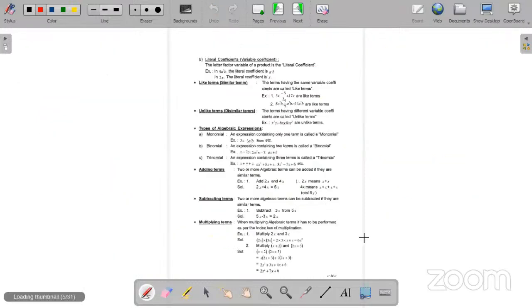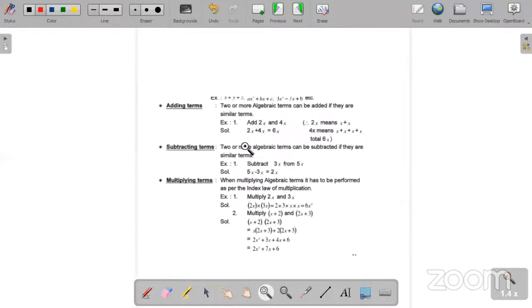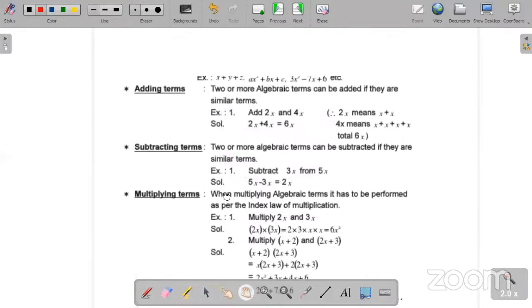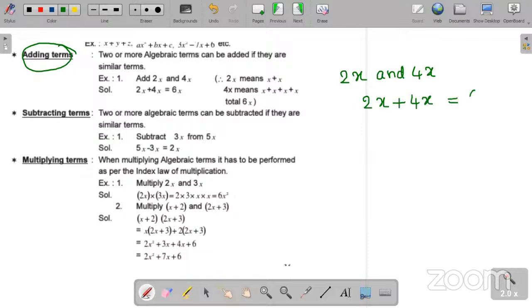Okay, let us move to the next concept. So now, how to add the terms? Adding the terms means, take one example: add 2x and 4x. That means we need to find 2x plus 4x. If 2x is added with 4x, you will get 6x.